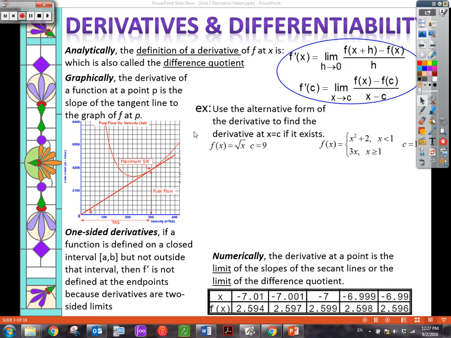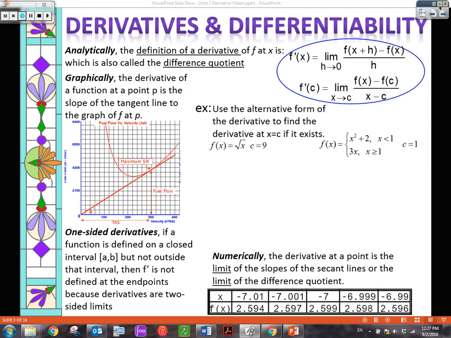We're going a little bit farther into derivatives today. We're going to look at finding derivatives, the different ways that they're represented, and we're also going to talk about differentiability. So that's what our lesson is on today. Let's take a look at the different ways that you can represent a derivative.